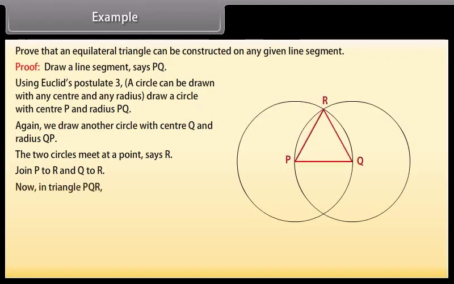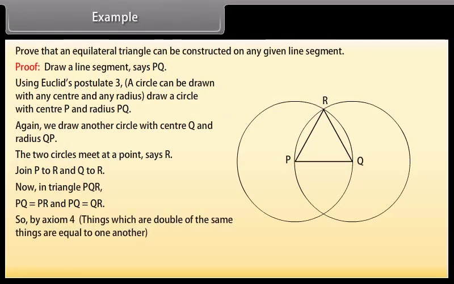Now in triangle PQR, PQ is equal to PR and PQ is equal to QR. So, by axiom 1, things which are equal to the same thing are equal to one another. We get PQ = QR = PR. Hence, triangle PQR is an equilateral triangle.